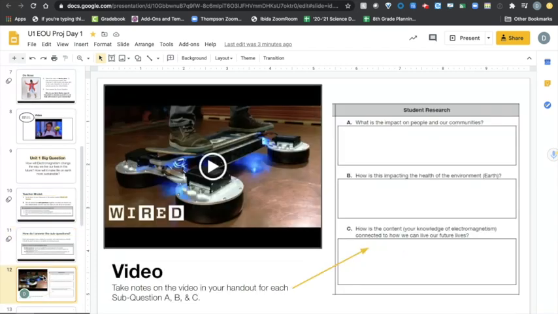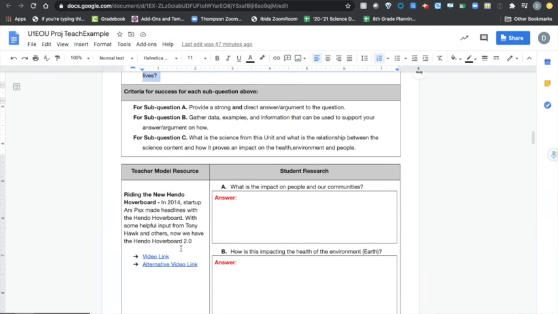And here's our example that we're going to be talking about today. It's a video that discusses hoverboards and potential applications for those hoverboards. And you will find, like I said, that video is in your classwork. It's right here. It says riding with new Hendo hoverboard in 2014. Startup ArxPax made headlines with the Hendo hoverboard. With some helpful input from Tony Hawk and others, now we have the Hendo hoverboard 2.0. You're going to play this video link. I'm going to pause right here, and then the next part of this video will actually be a recording of this video. So I'm going to pause.